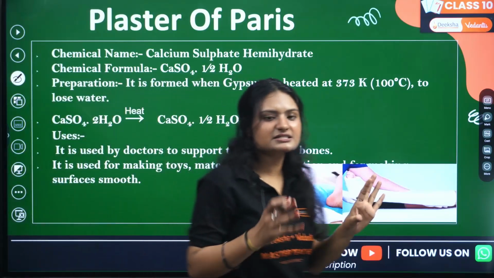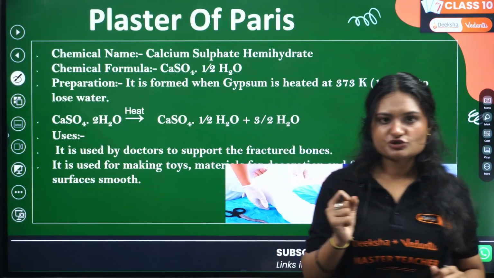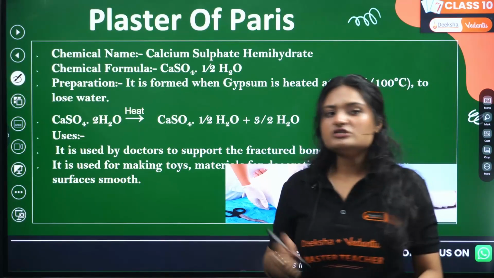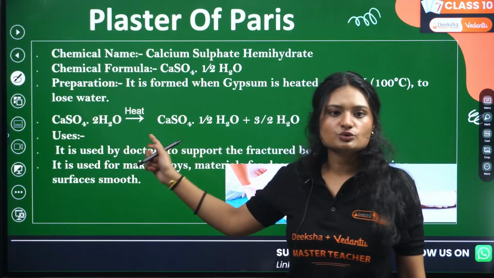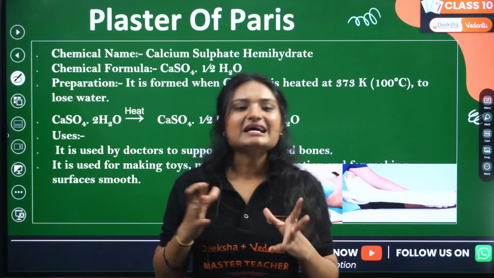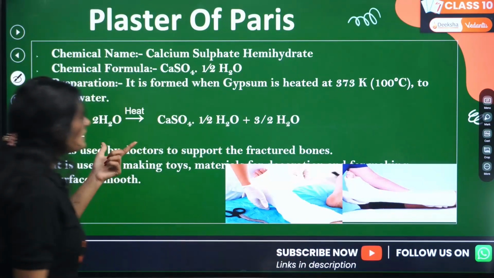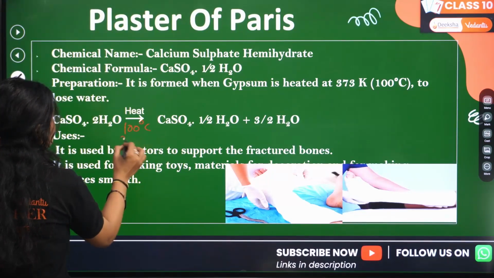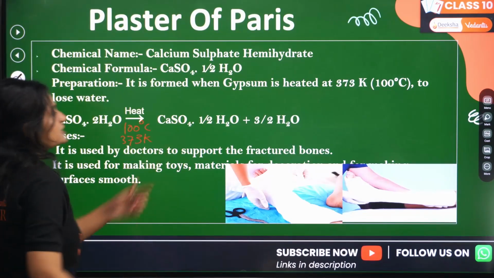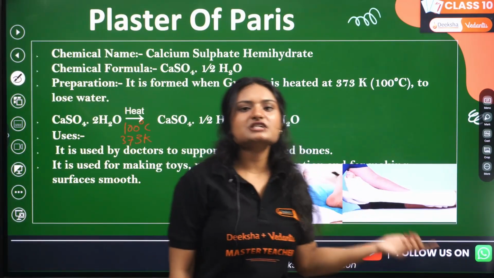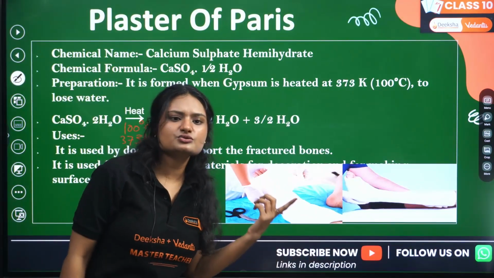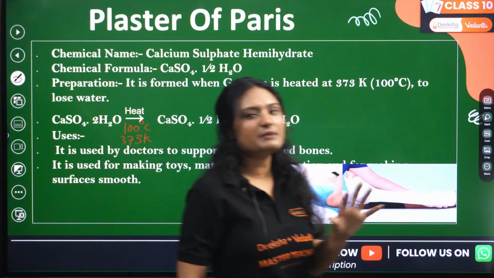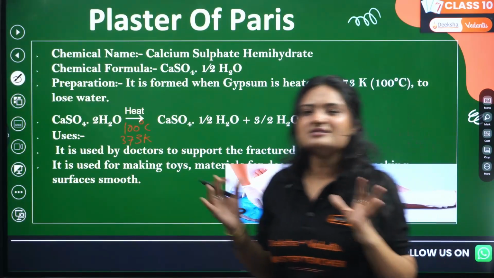Firstly, what is plaster of Paris? It is calcium sulfate, dot half H2O. That is plaster of Paris, calcium sulfate hemihydrate. How do you synthesize it? You take gypsum, which is calcium sulfate dot 2H2O, calcium sulfate dihydrate. Now if we heat that at around 100 degrees Celsius, or 373 Kelvin, what will happen? It will lose its 1.5 water of crystallization, and we get plaster of Paris. Where is it used? To support fractured bones and as a material for smoothing surfaces or making toys. That's where plaster of Paris is used.